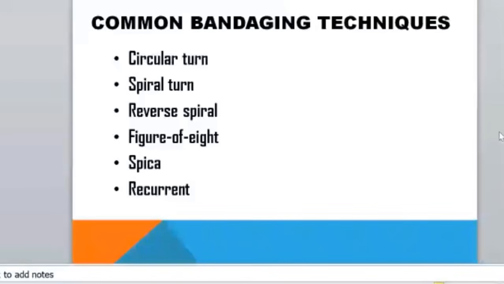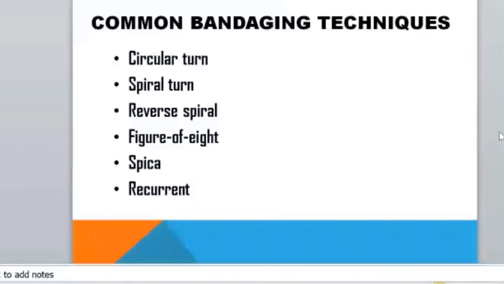So we have common bandaging techniques. We have circular, we have spiral. When talking about circular, we use it for anchoring or small cylindrical areas, like our wrist, maybe the head. So you anchor with about 1 to 2 circular turns. From the word circle, that means you are going in a circular form. That's how we call it circular turn.